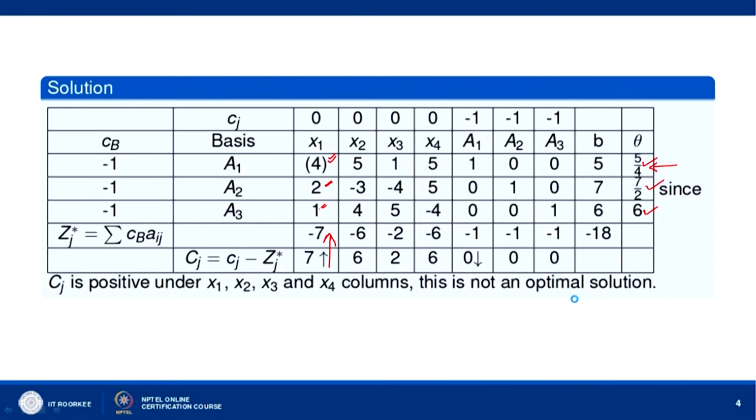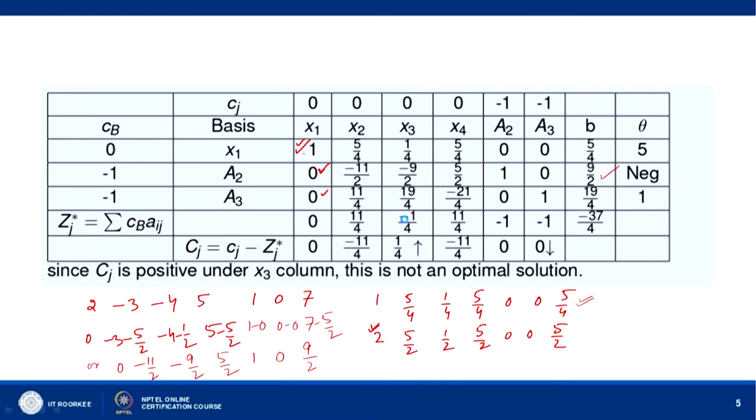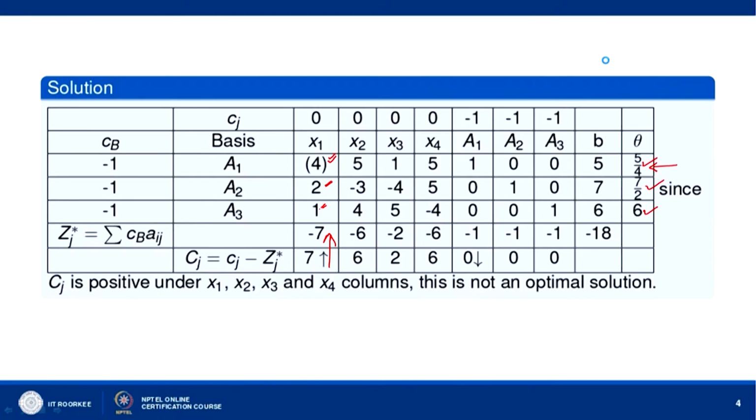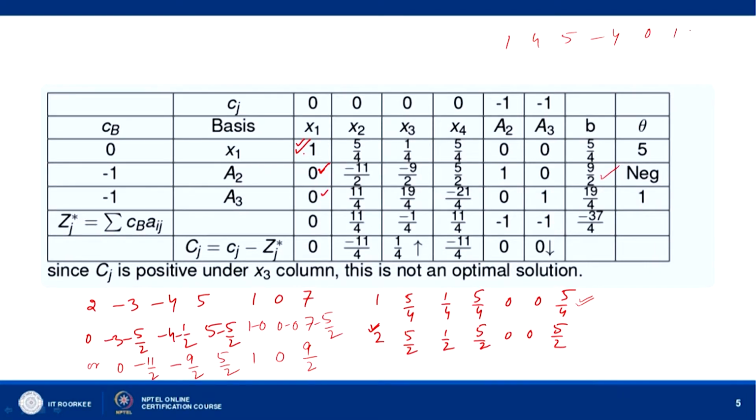Okay. And the third row is what? 1, 4, 5, minus 4. Okay. A1 we don't have to take. So, 1, 4, 5, minus 4, A1 is deleted, 1, 4, 5, minus 4, 0, 1, 6 we have, 0, 1, 6. So, from this we simply subtract the first row, that is 1, 5 by 4.